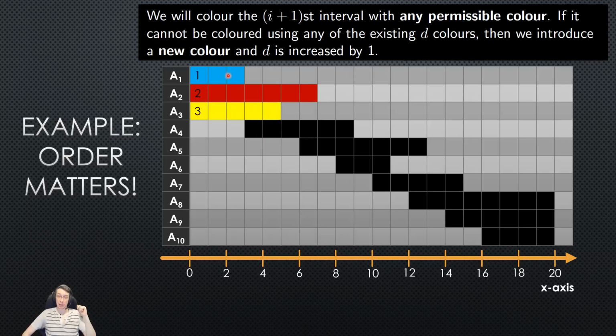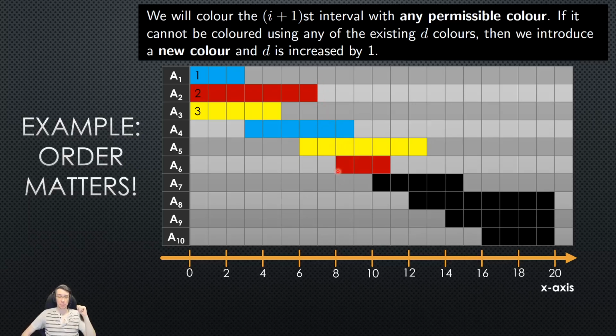A4 doesn't overlap color 1. So actually, by the time A4 starts, A1 has already finished, so this color is no longer used, so it can reuse number 1. And then, by the time A5 starts, A3 has finished. The A5 start time is greater than or equal to A3's finish time, so we can reuse this color, color number 3. A6 here overlaps colors 1 and 3, but its start is greater than or equal to the finish of color 2 here. So we can reuse color number 2.